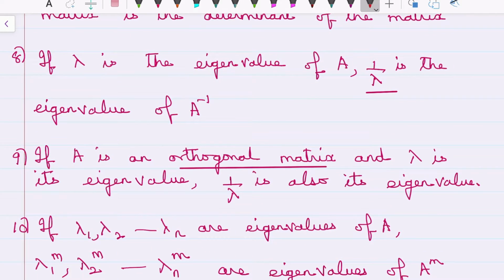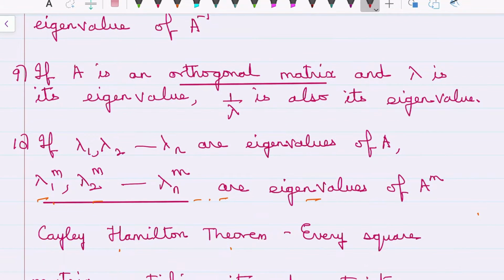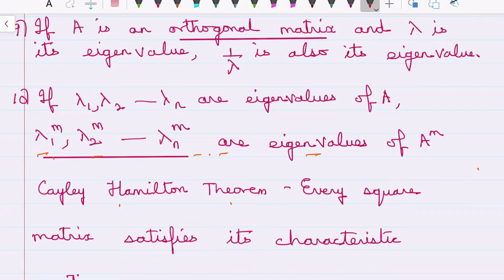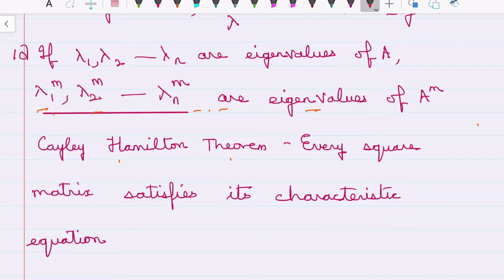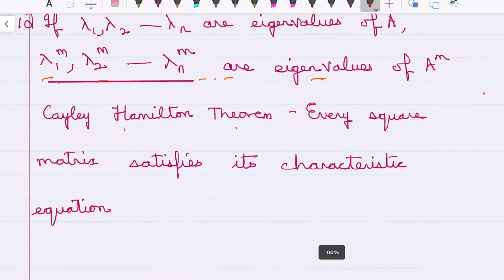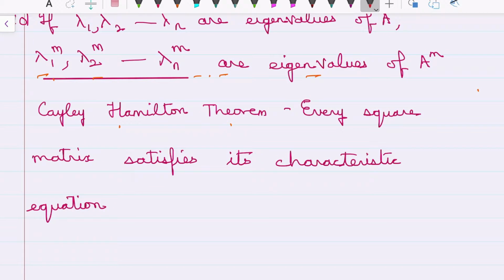And if lambda 1, lambda 2, up to lambda n are eigenvalues of A, then lambda 1 raised to m, lambda 2 raised to m, up to lambda n raised to m are eigenvalues of A raised to m. Now, Cayley Hamilton Theorem says that every square matrix satisfies its characteristic equation. So, based on this, we will just do a small question.